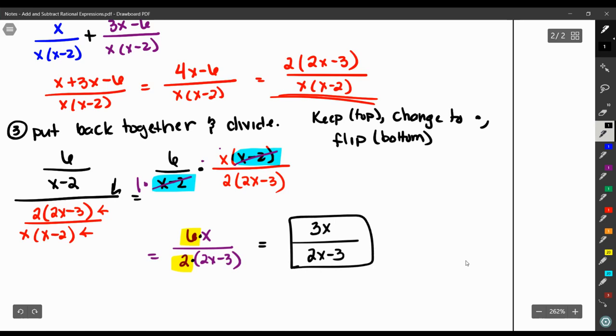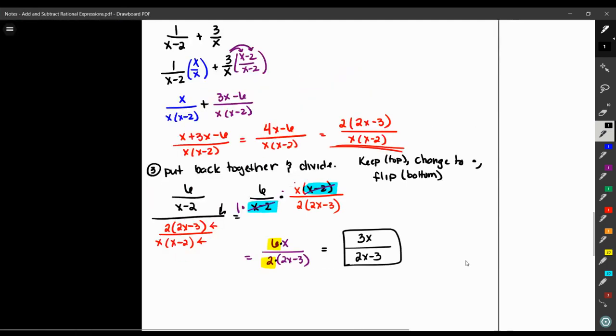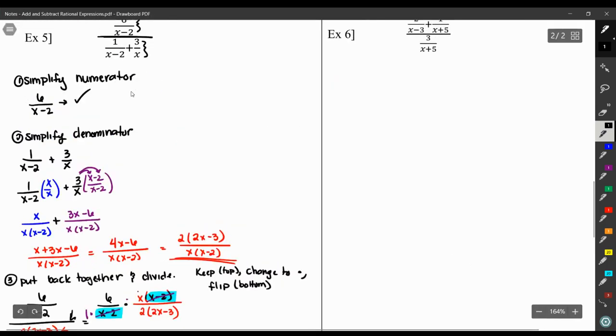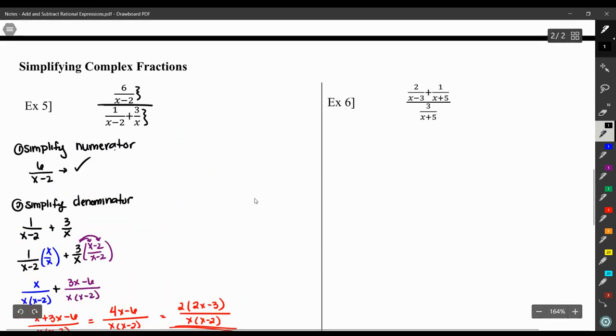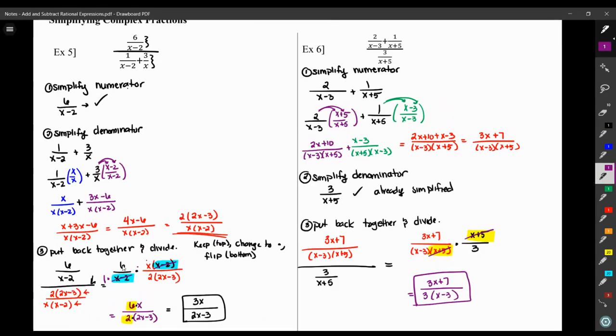So complex fractions can be easily simplified if you break it down in pieces. So your basic 3 steps are simplify the numerator, simplify the denominator, put it all back together, and divide, which basically means multiply. So I would like you to pause this video and try example 6. And here would be your solution for example 6.